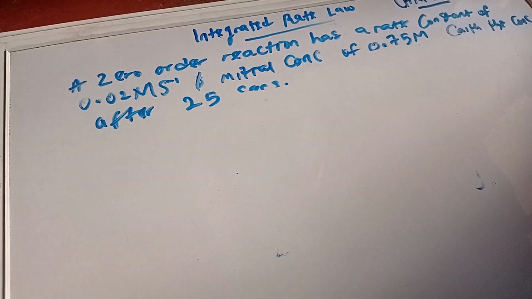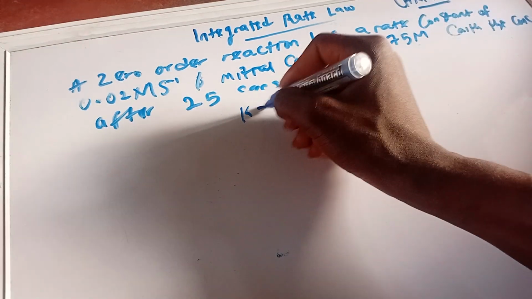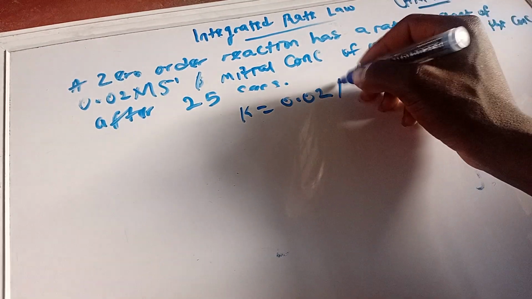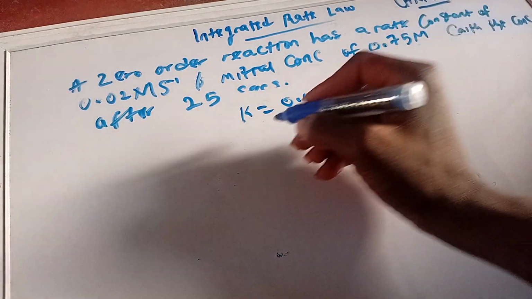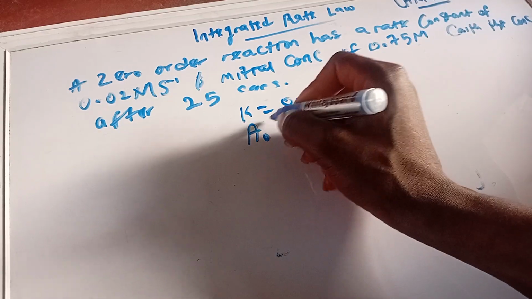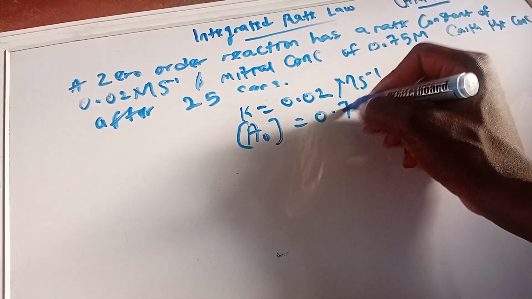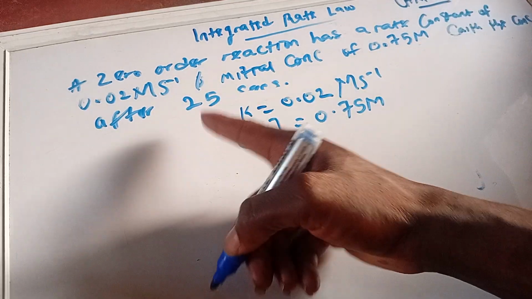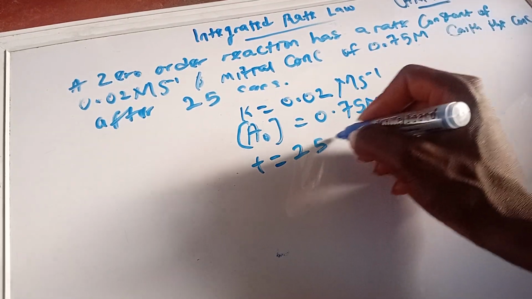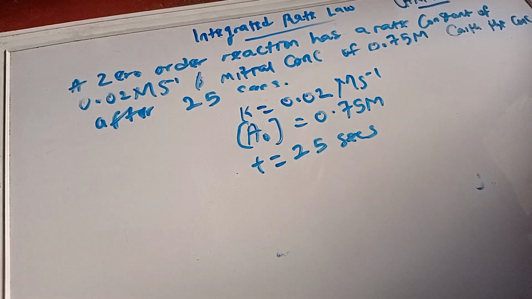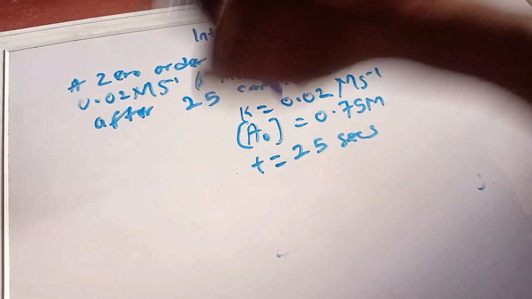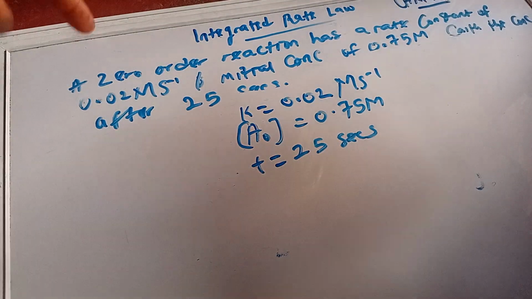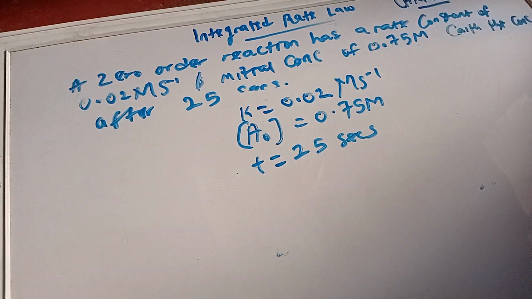A zero order reaction has a rate constant of this. So our k equals 0.02 M per second, and initial conc is 0.75 M. Initial conc, that's A0, right? Equals 0.75 M. Calculate the conc after 25 seconds. t equals 25 seconds. Now, what's the formula for zero order? Don't mix formulas together. The question is talking about zero order. Even if the question does not mention zero order, you can see the unit of your rate constant. That's another thing you need to know. Please take note of that.